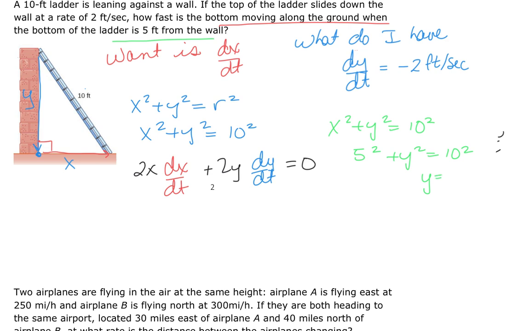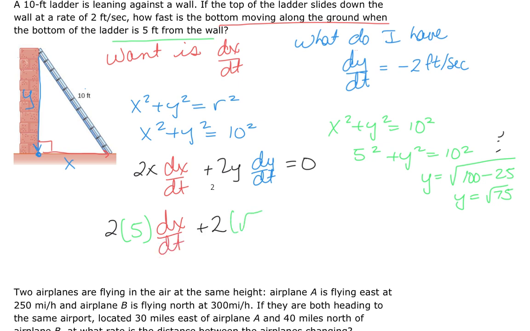So y is going to be the square root, not plus and minus, because y would not be negative, of 100 minus the 25. So y in my snapshot in time will be the square root of 75. So 2 multiplied by my 5, the dx/dt is what I'm looking for, plus 2 multiplied by my square root of 75. And I know what dy/dt is. It's a negative 2. And this thing is going to equal 0.